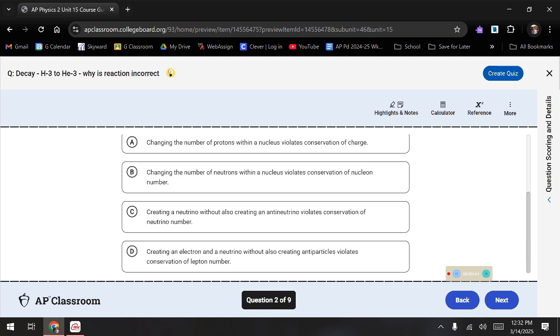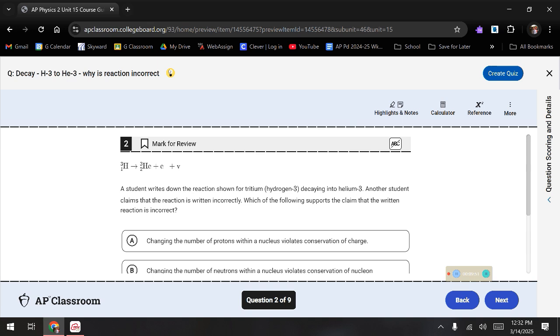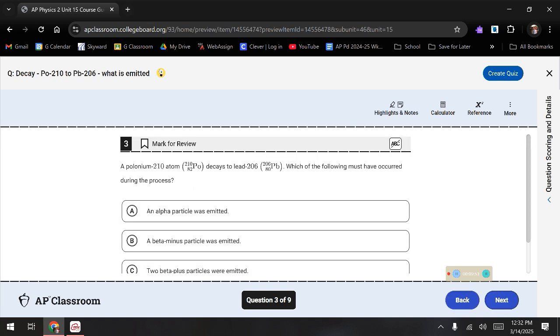We will talk about those conservation of lepton rules a little bit later today. One more and we'll be done. This one's a pretty easy one. A plutonium-210 atom decays into a lead-206 atom. Which of the following must have occurred?